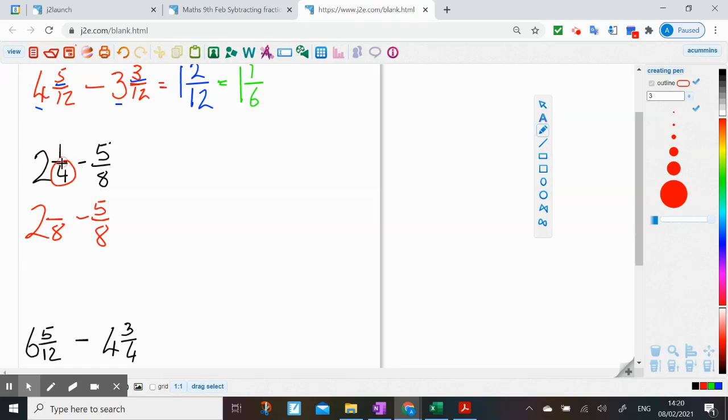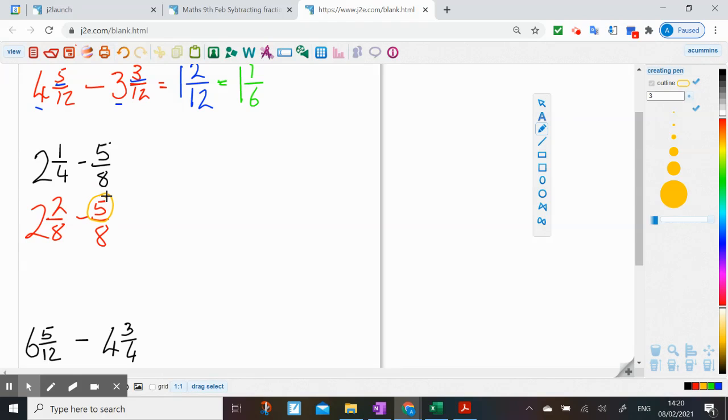What do you have to multiply 4 by to get eighths? You have to multiply it by 2, of course. So that means we have to multiply the 1 by 2 as well. And 1 times 2, of course, is 2. So now we've got 2 and 2/8 subtract 5/8. I wonder if you can spot the problem. I wonder if you can see what the issue is.